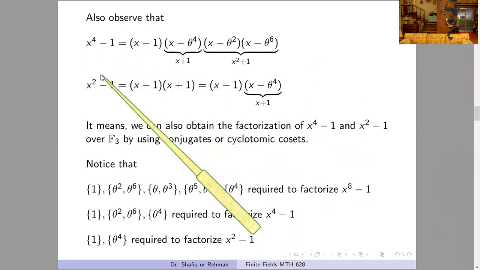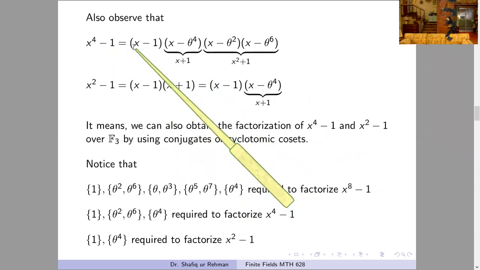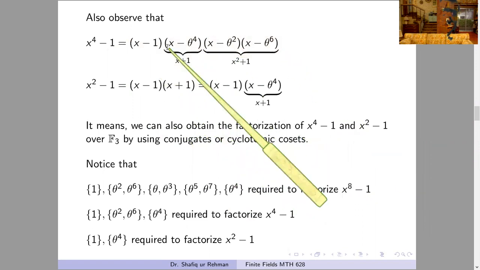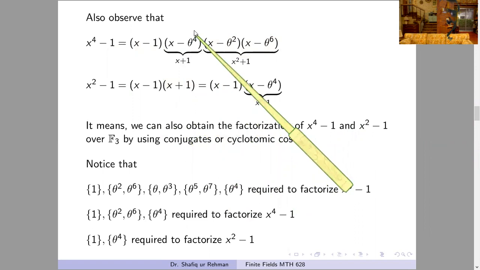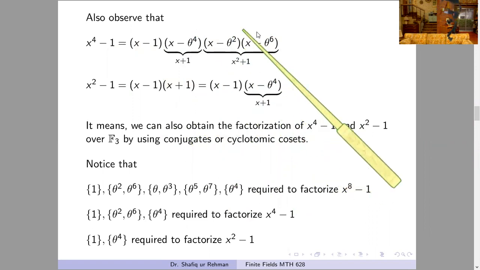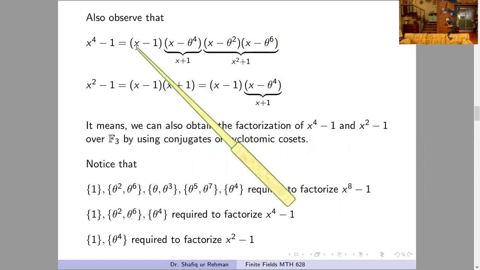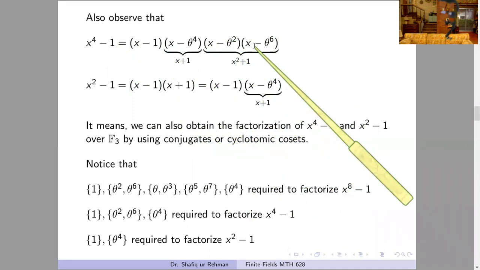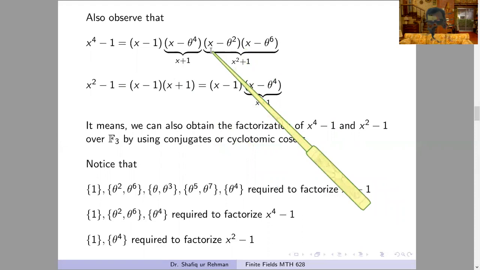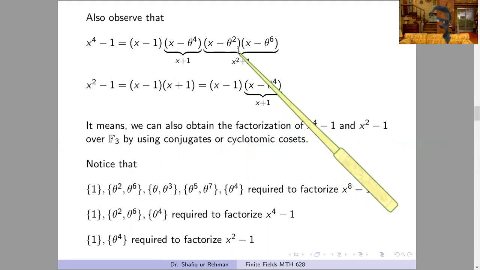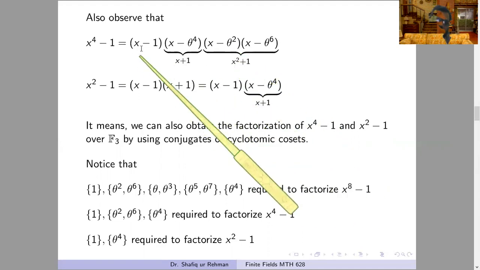And observe that x power 4 minus 1 can be written into linear factors in this form, and 1, theta 4 that is equals to 2, and theta 2 and theta 6, these are 4 roots of this polynomial. And by decomposing into linear factors and then combining these linear factors, we will shift this product into minimal polynomials.